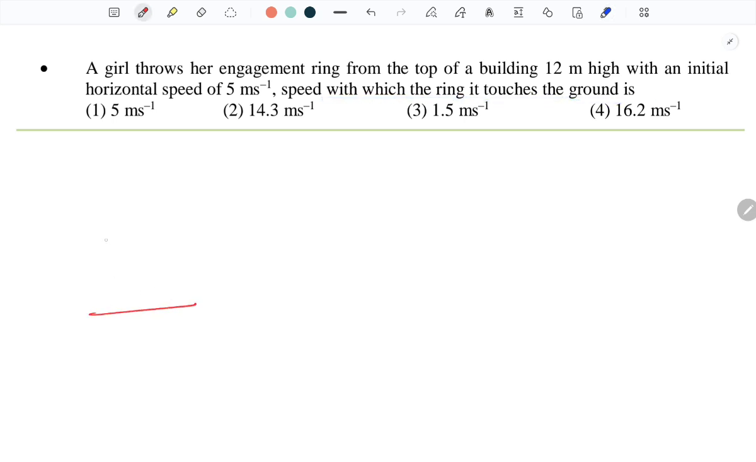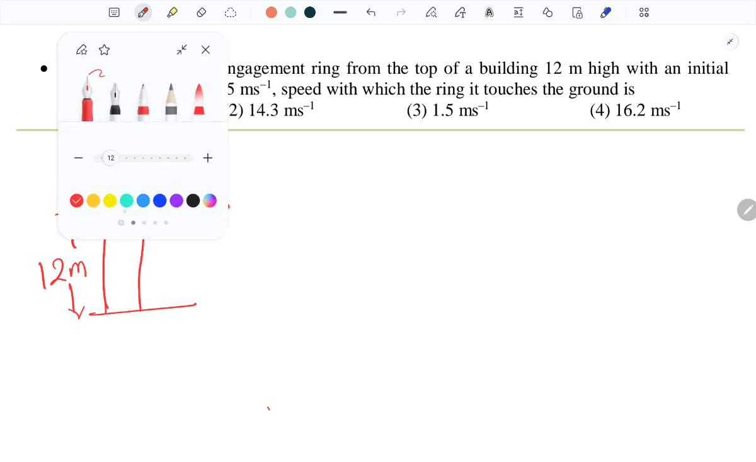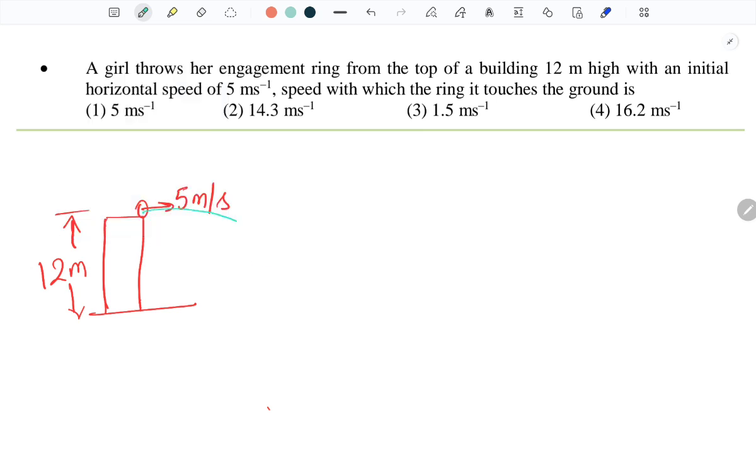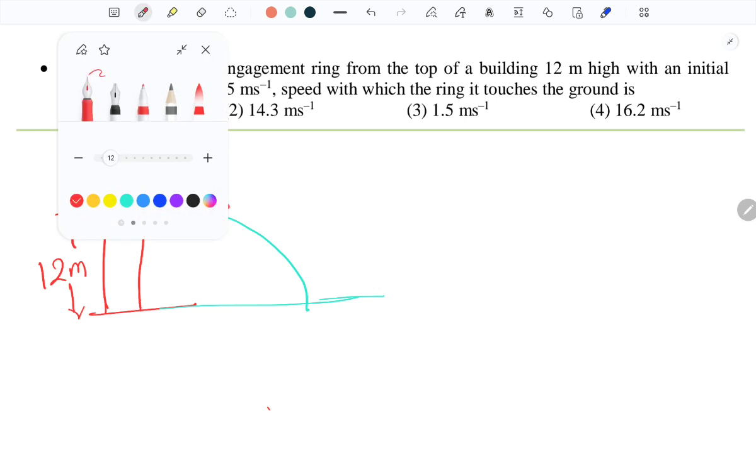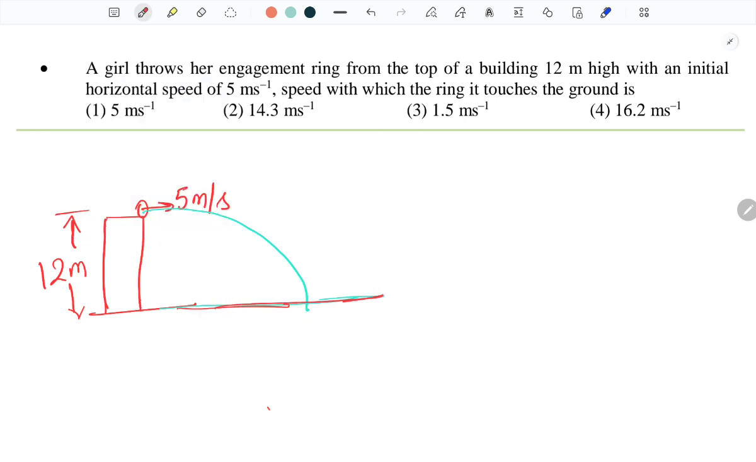Let's draw a rough figure for it. This is the top of the building which is 12 meters high. The girl throws her engagement ring from the top of the building with a horizontal speed of 5 meters per second. So if this is the ring, it is thrown horizontally with a speed of 5 meters per second. How will the path be? The path will be somewhat like this. This is the path with which the ring goes.